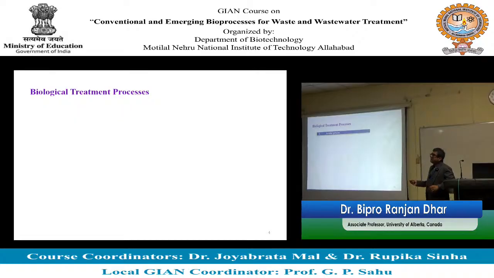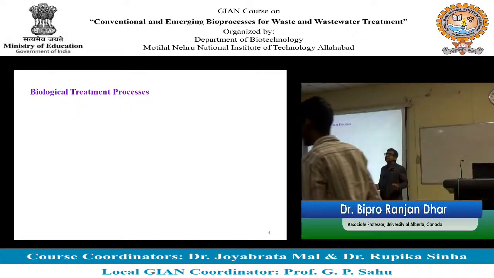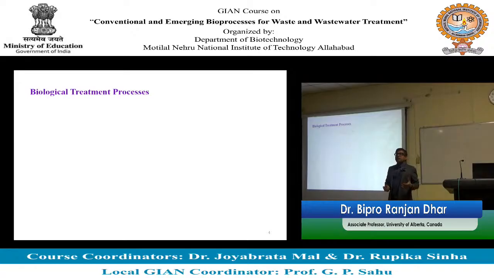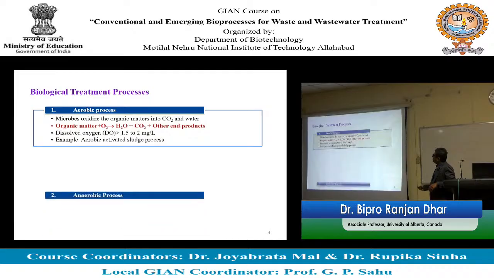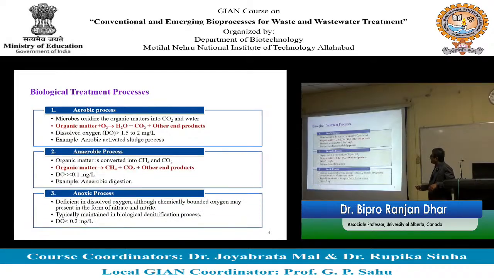We learned that microbes need an electron acceptor, and one of the major electron acceptors is oxygen, which is provided in the system as dissolved oxygen. We learned this from the BOD measurement method. Depending on the oxygen level, we can have three types of processes: aerobic, anaerobic, and another process called anoxic. So what is an aerobic process?